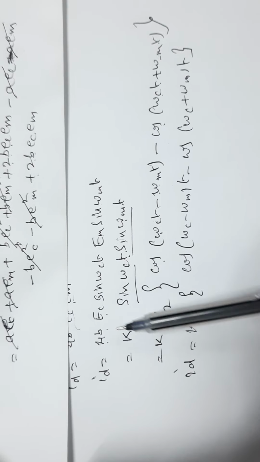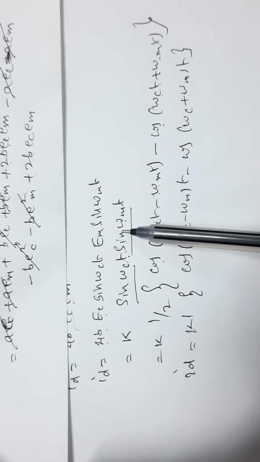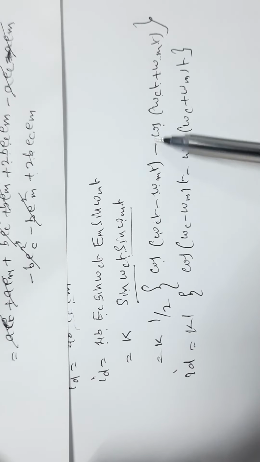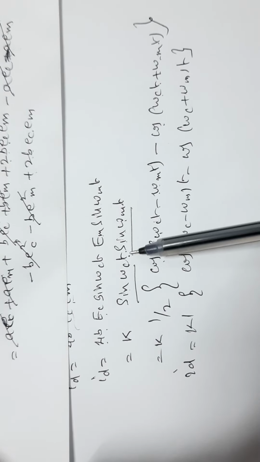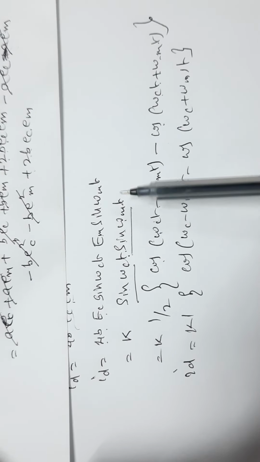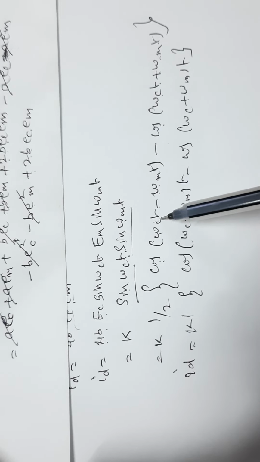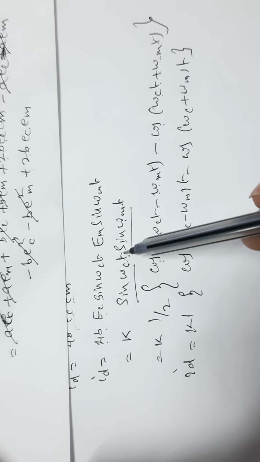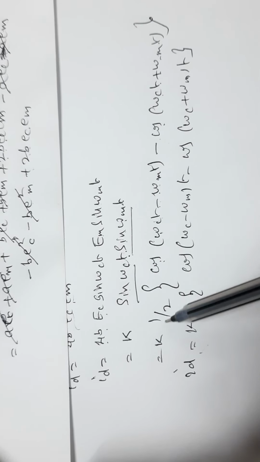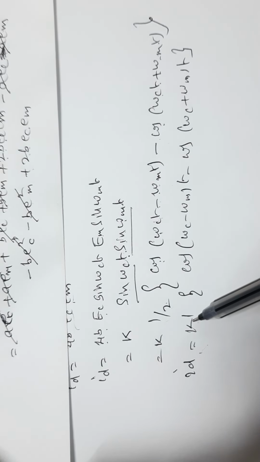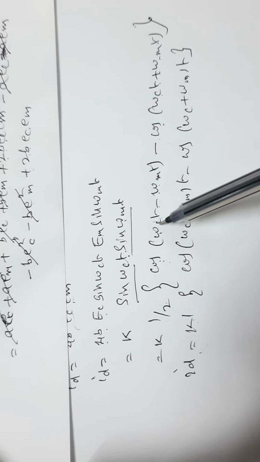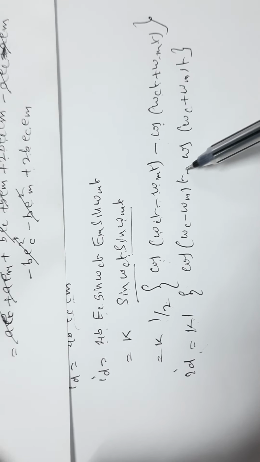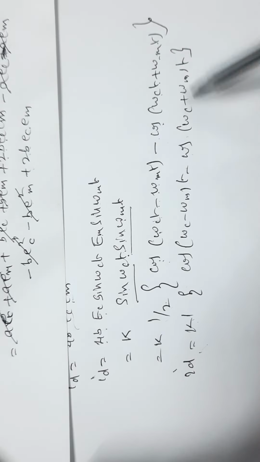So ID is equal to K into sin omega CT into sin omega MT. Sin A sin B is half of cos A minus B minus cos A plus B. Here A is omega CT and B is omega MT. Therefore, it is half of cos of omega CT minus omega MT minus cos of omega CT plus omega MT. 2 is constant, K is constant. So K by 2 is another constant, say K dash, times cos of omega C minus omega M into T minus cos of omega C plus omega M into T, where T is a common factor.